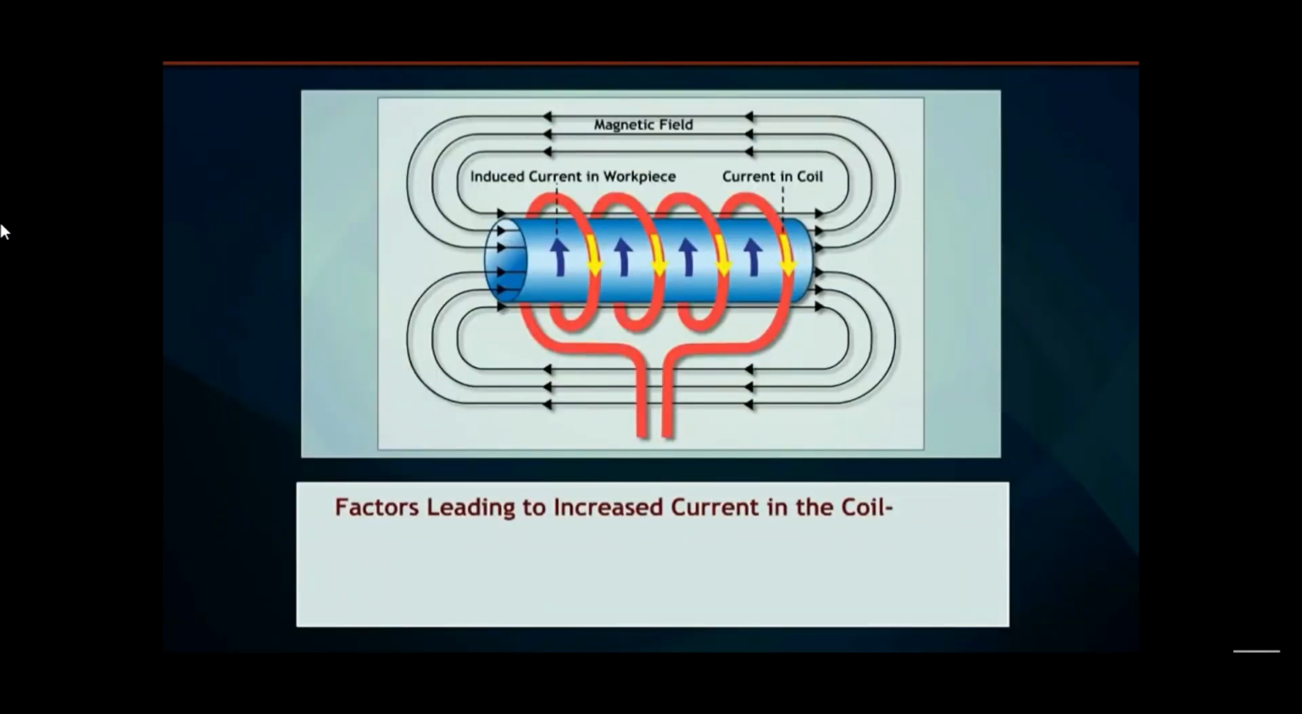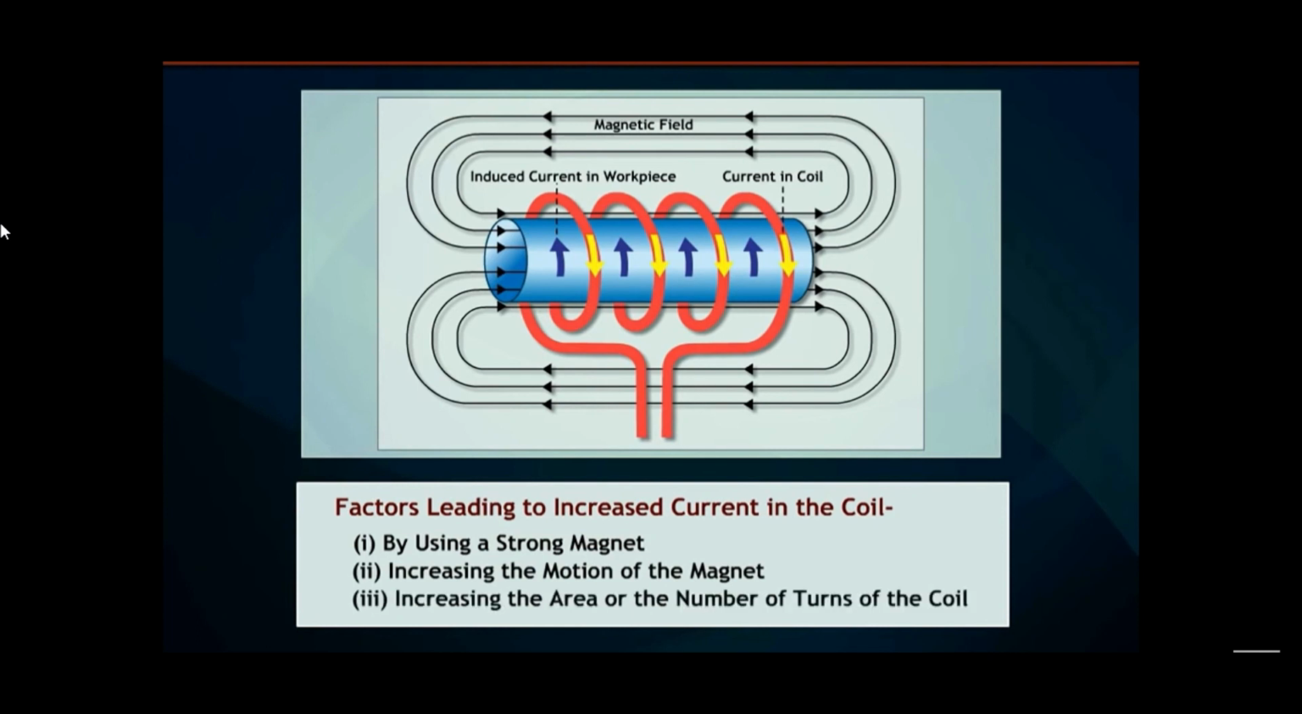Factors leading to increased current in the coil. First one, by using a strong magnet. Second one, increasing the motion of the magnet. Third one, increasing the area or the number of turns of the coil.